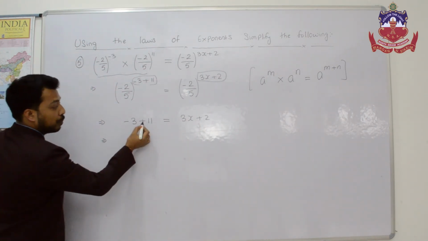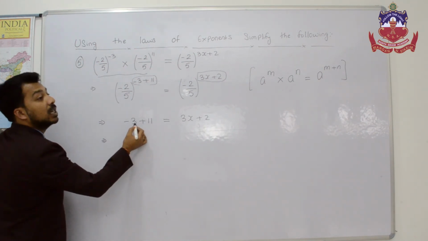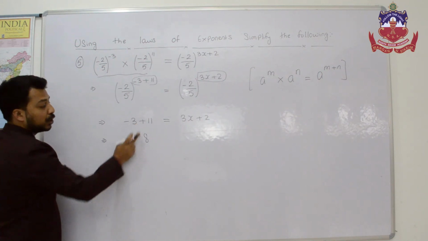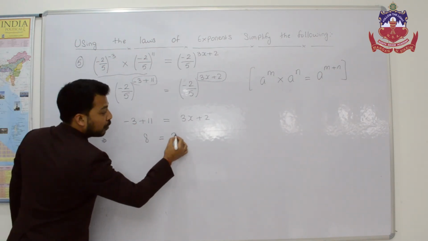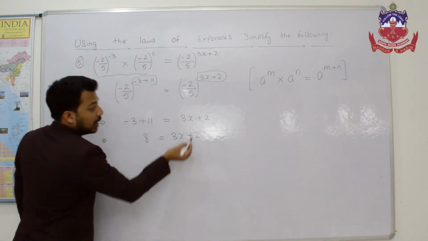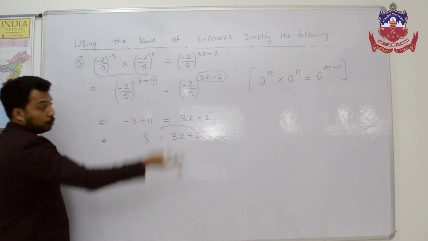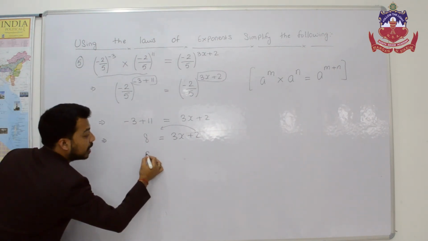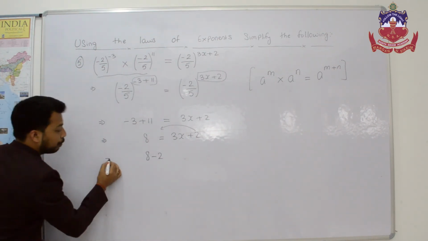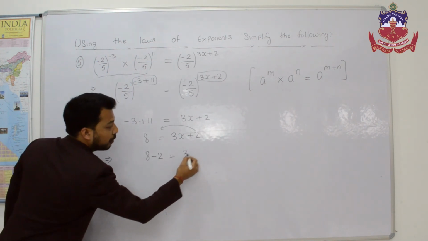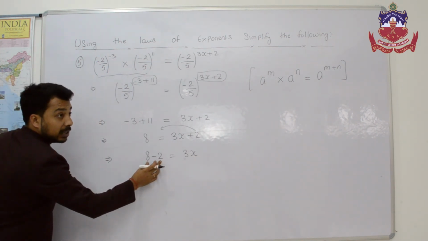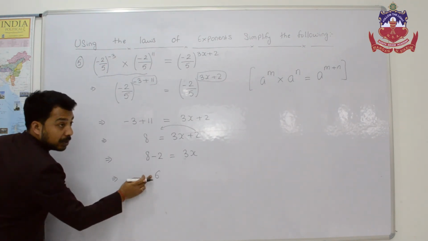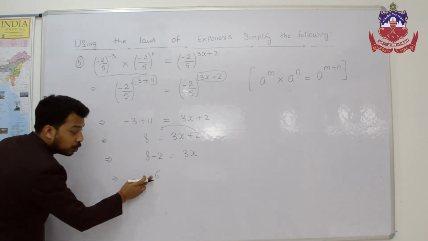Let's solve this. Plus minus will give you minus. 11 minus 3 you will get as 8, sign of the bigger number, which is plus, is equal to 3x plus 2. Let's send this plus 2 to the other side. It will come to the other side as minus 2, is equal to 3x. 8 minus 2 will give you 6, sign of the bigger number. So 8 is positive, so the 6 will also become positive.